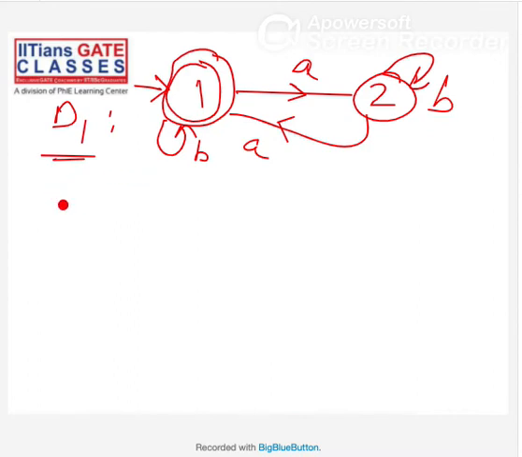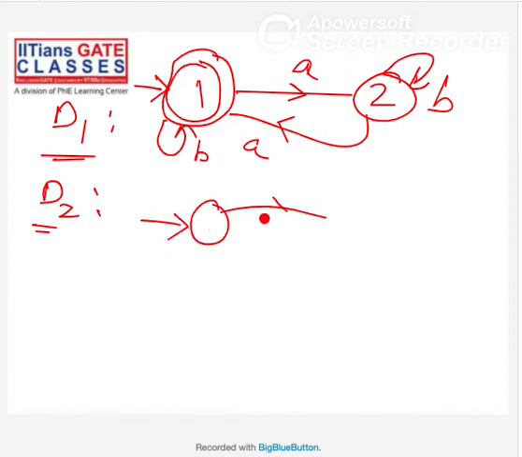Now let's have another DFA D2. What is this another DFA D2? This is your DFA D2, where number of B's are odd. So this is your DFA D2.